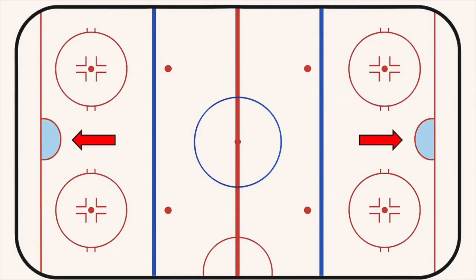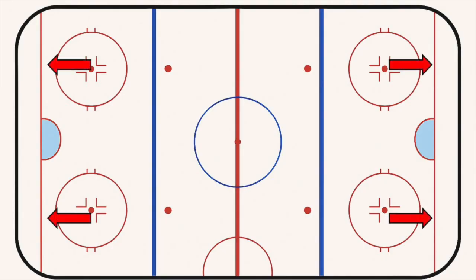The blue area that's in front of the net is called the goalie crease. This is the goalie's space. Players can't interfere with the goalie here, and a lot of penalties and reviews happen because of what goes on in this blue paint. Behind each net is the red goal line. A goal only counts when the puck completely crosses this line and enters the net.